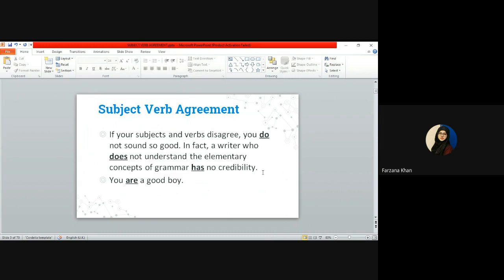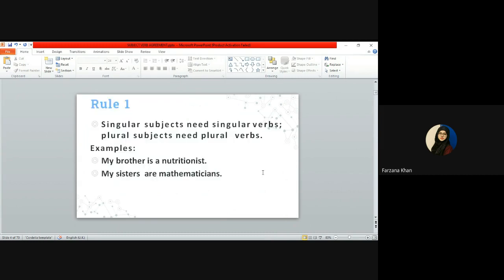Well, we will start from the rules. You will learn different rules one by one, through which you will be able to appropriately construct a sentence in which you add the appropriate verb according to the subject. So here is the first rule.